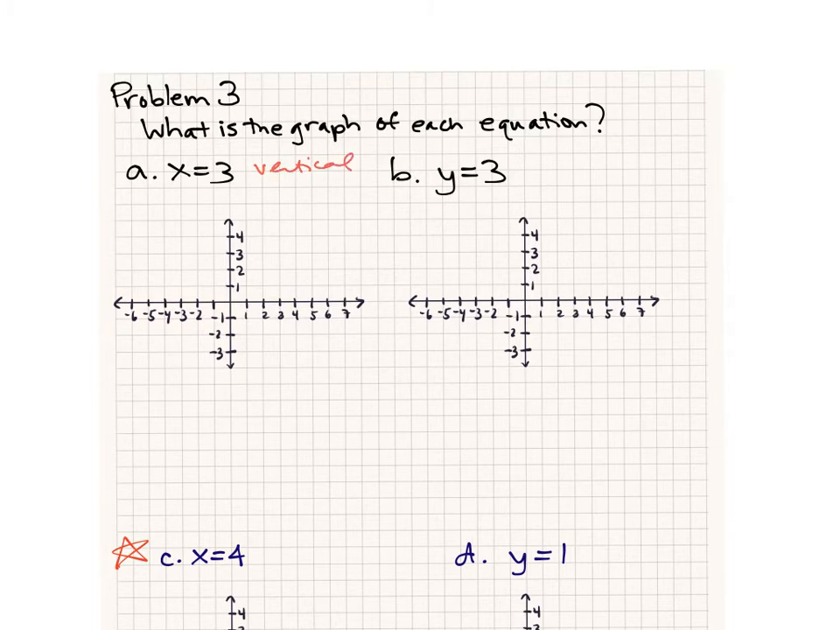Because x is here, this means you can actually go on the x-axis, find the 3, and just make a vertical line through that number. Every single point on this line has an x equals 3. So it doesn't matter what the y is.